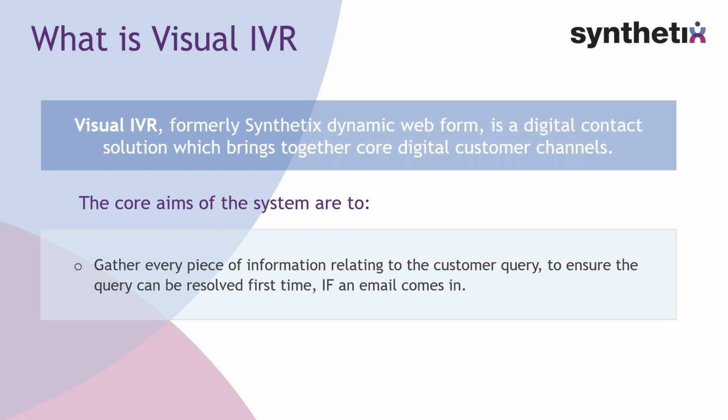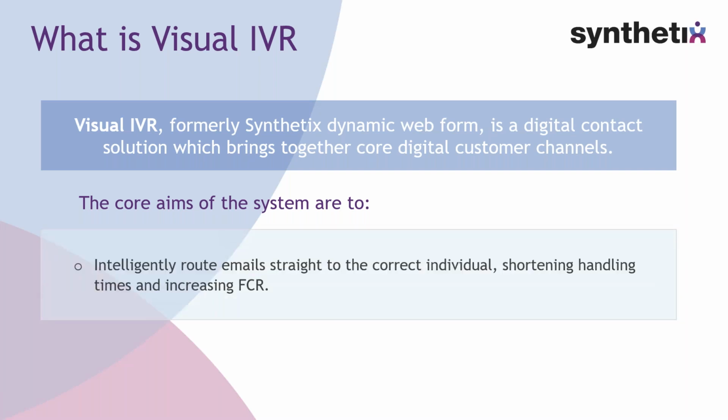That really relates to those people who are using just a generic, unstructured email address on the website. And lastly, we want to intelligently route emails straight to the correct individual, which shortens handling times and can, again, help to increase first contact resolution rates. We've seen actually probably quite a shocking amount of businesses who have a generic email address, with all of their customer service emails and any other business emails going into one centralized inbox, to then normally be manually delegated to different teams, which really is a bit of a waste of time. So the visual IVR system helps to combat that.